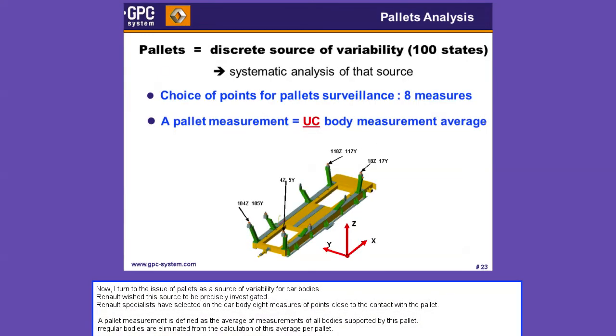Now, I turn to the issue of pallets as a source of variability for car bodies. Renault wished this source to be precisely investigated. Renault specialists have selected on the car body 8 measures of points close to the contact with the pallet. A pallet measurement is defined as the average of measurements of all bodies supported by this pallet. Irregular bodies are eliminated from the calculation of this average per pallet.